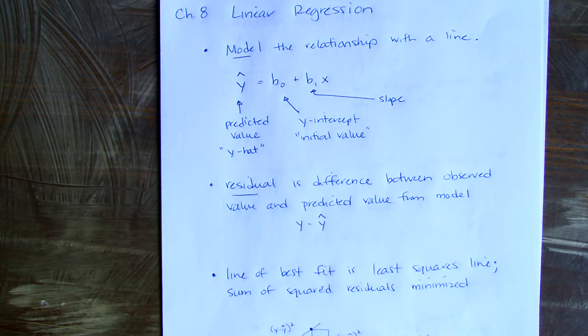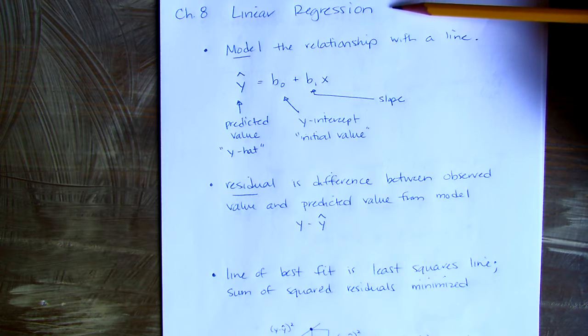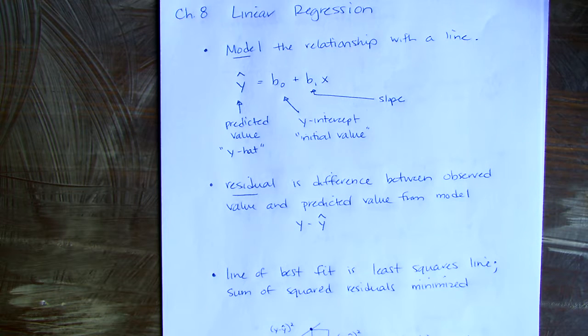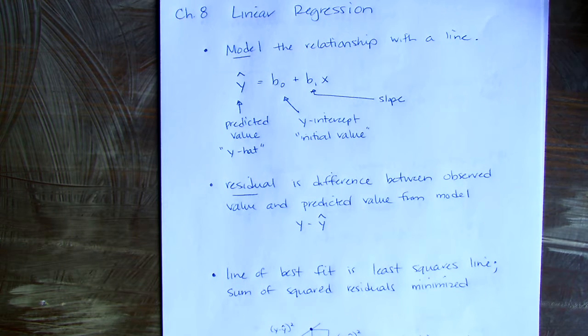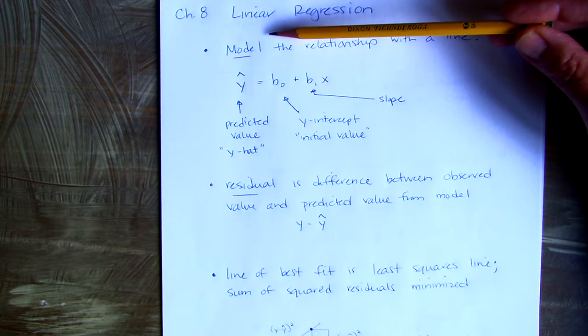Okay, this should summarize or give you the notes about Chapter 8, Linear Regression. We've been doing this since Algebra 1 where we fit a line to some data, but now we really learn some of the statistics behind it, which I think also helps us understand the interpretations. So we were talking about a model.